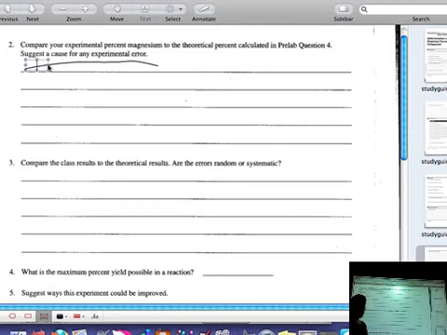And they give you a certain number of lines for you to write on, so use that as a good judge of how much I want you to write. Okay, and hopefully tomorrow or next class, for this question number 3, it says compare class results to theoretical, and compare whether or not those are random errors, if everybody's making the same mistake, or if it seems that everyone kind of has the same percent.